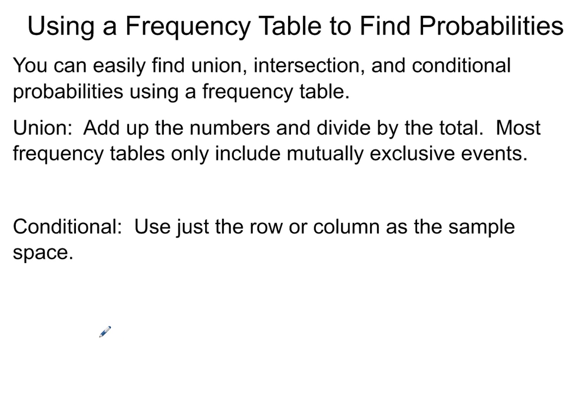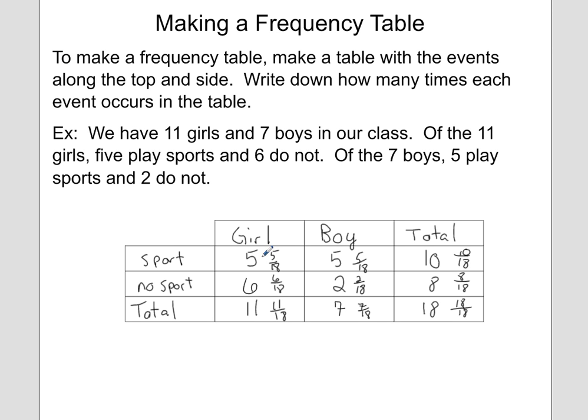So for your union, all you have to do is just use the simple addition property, which is just you add up the probability of the first event and the second event. Now, if you're dealing with the numbers, you would add the two cells and divide by the total. For example, if we wanted to find the probability of a girl that plays a sport or a boy that plays a sport, if we're picking a student at random, you would just add 5 plus 5, and that gives you 10, and then you divide that by 18.